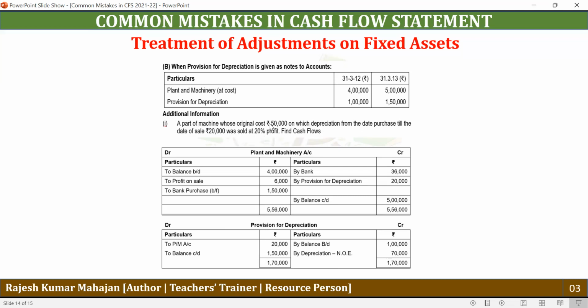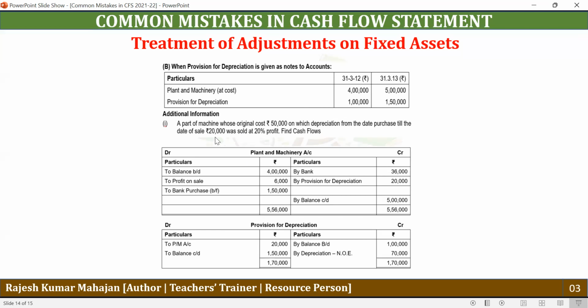Okay, so now what you need to understand is that the total plant was 4 lakh rupees, and out of this 4 lakh rupees, a part of the machine which had a cost of 50,000, on which depreciation from the date of purchase till the date of sale is 20,000. So 1 lakh is the depreciation against rupees 4 lakh, and 20,000 is the depreciation against rupees 50,000.